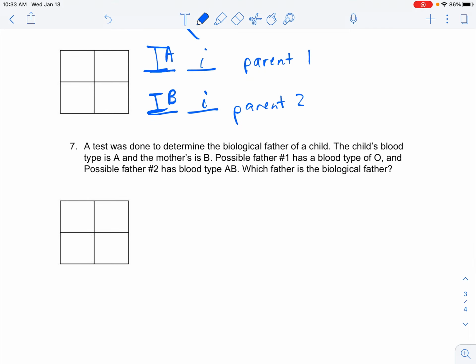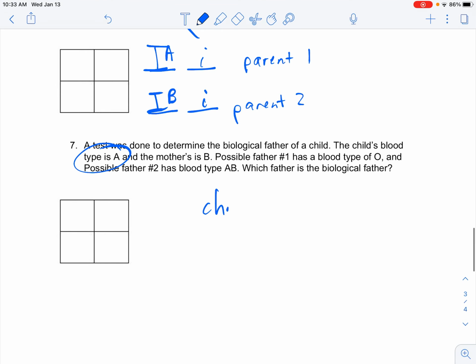Number 7, a test was done to determine the biological father of a child. So this isn't a typical paternity test. This is just a way to do a really quick check of whether it is possible for this child to be the child of a certain father or not, because of the way blood typing works. So if the child's blood type is A, the child has at least IA, or IA little i. The child's one of those 2.